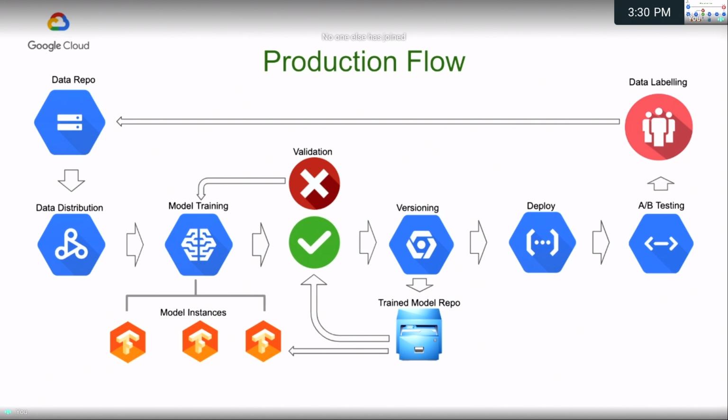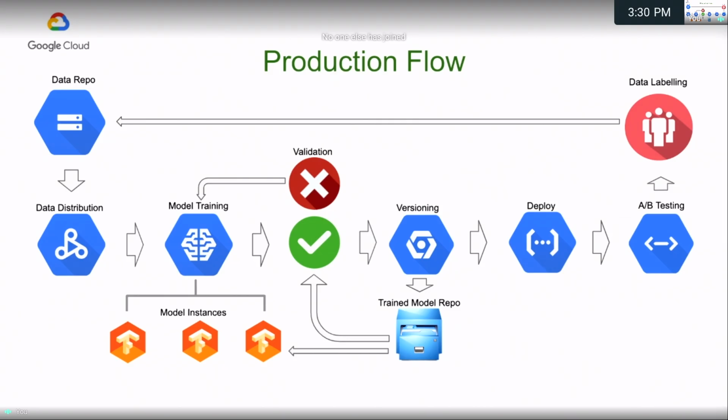The next step is, as we train the models, we go through this validation step. We're going to make a decision whether this new version of the model is better than the old version. If it's not, we obviously go back and continue to train. And we're going to have some kind of trained model repo, so that when we decide something's better and we version it, we've got a way to store it.